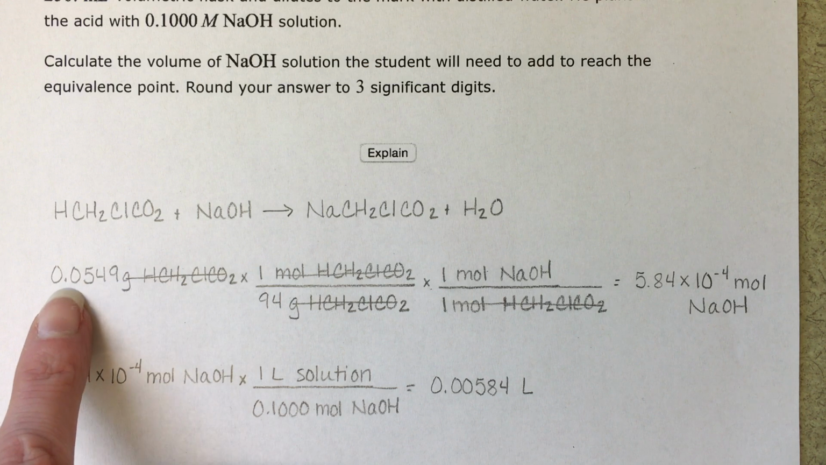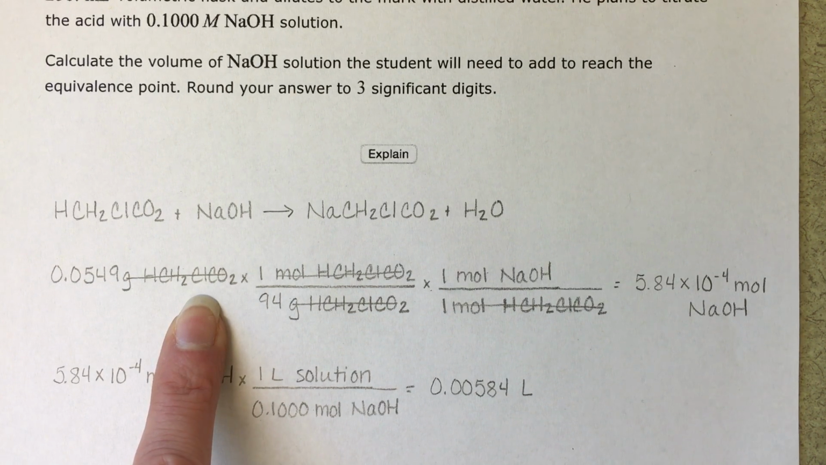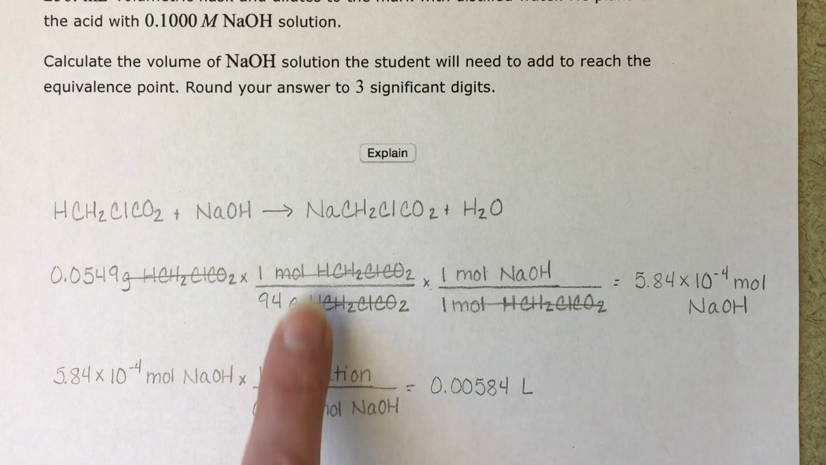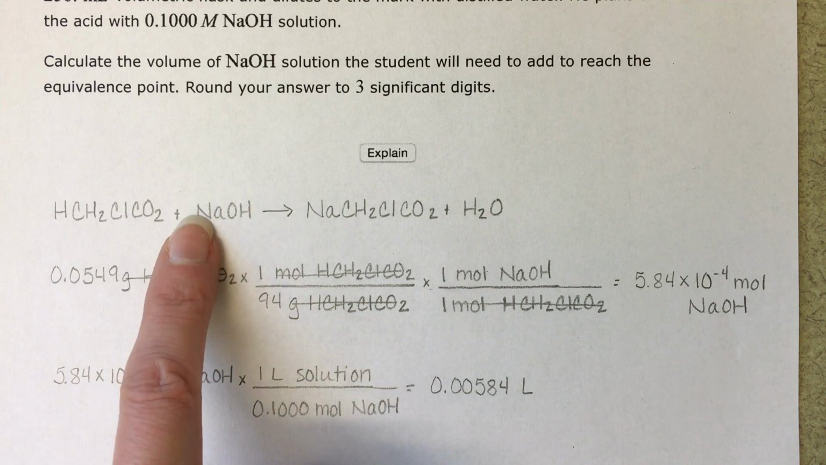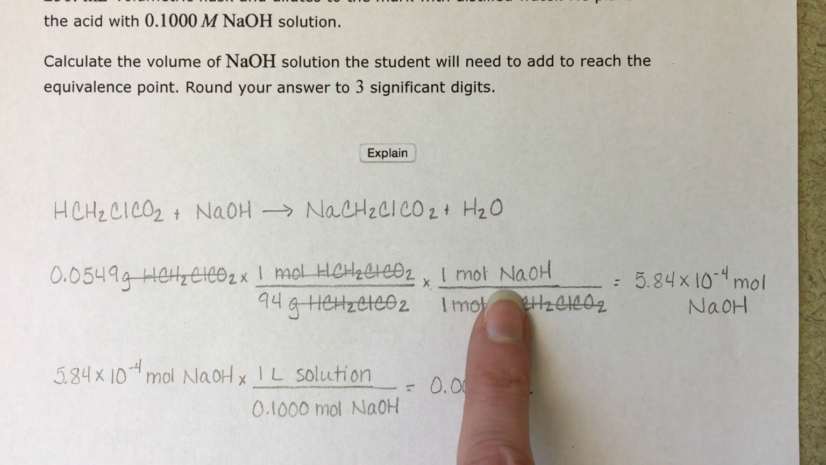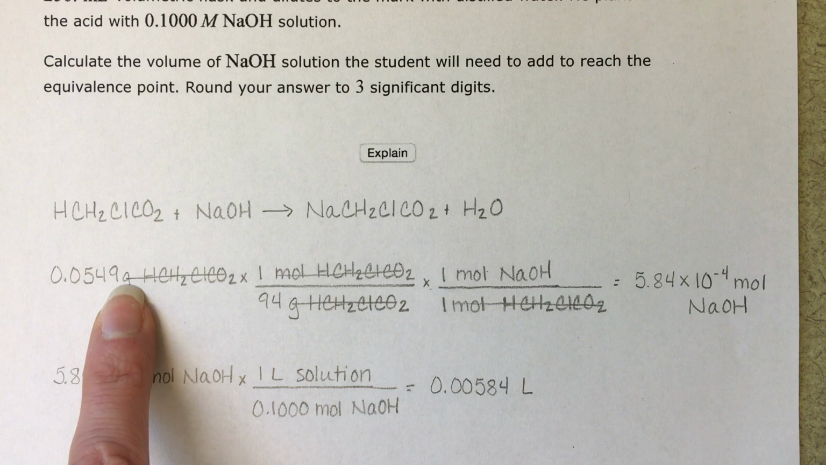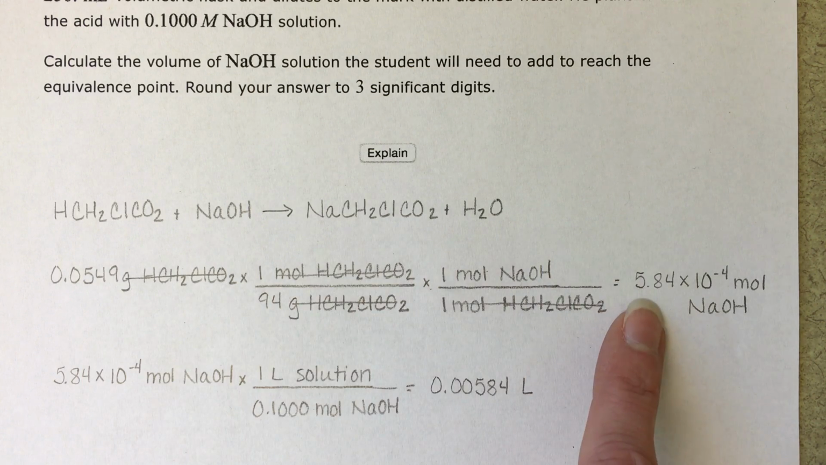So our first step is to take the mass of chloroacetic acid, use its molecular weight to figure out how many moles we have, and then use the stoichiometric coefficients, 1 to 1, to figure out how many moles of sodium hydroxide are needed to react with this amount of the acid. And we get 5.84 times 10 to the minus 4 moles of sodium hydroxide.